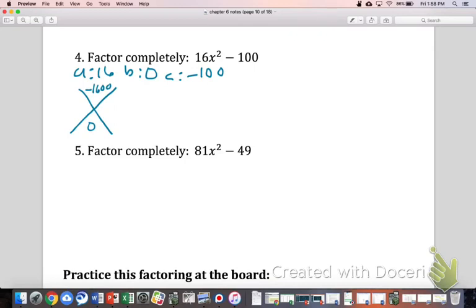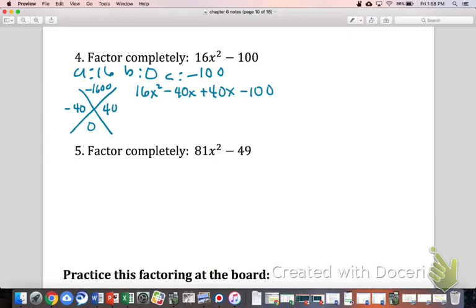Correct. Good. Okay, so negative 40 and 40. So the 400s were a good idea, weren't they? But they were just 10 times too big. But it was a good idea. So what we're going to do now is go back and split the b. So it would be 16x squared minus 40x plus 40x minus 100.